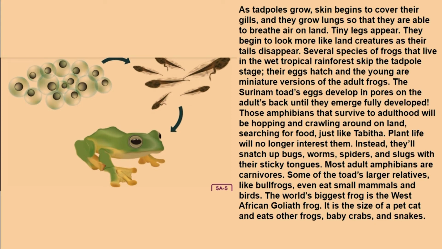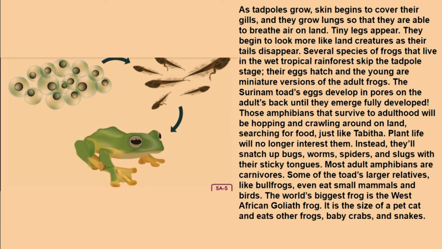Several species of frogs that live in the wet tropical rainforest skip the tadpole stage. Their eggs hatch, and the young are miniature versions of the adult frogs. The Surinam toad's eggs develop in pores on the adult's back until they emerge fully developed. Those amphibians that survive to adulthood will be hopping and crawling around on land searching for food, just like Tabitha.